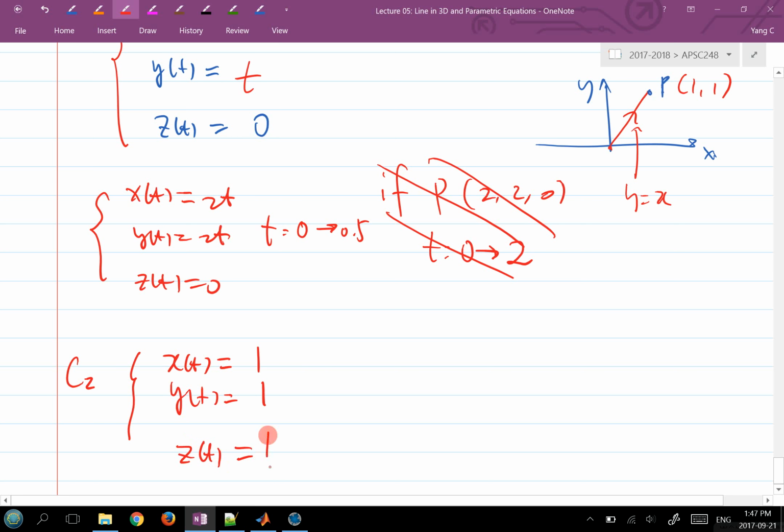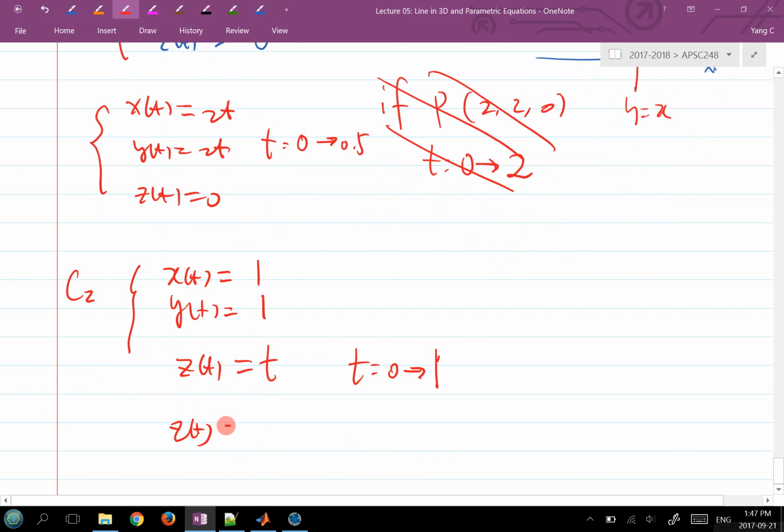But then the range for t has to be 0 to 1. If you choose z of t as 2t, then t will be 0 to 0.5. That's the point I'm telling you. For a parametric equation, not only the equation but also the range of t needs to satisfy the actual motion here. Okay, good. That will be all, mostly, about the parametric equation. See you next week.